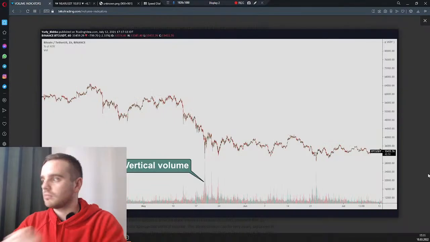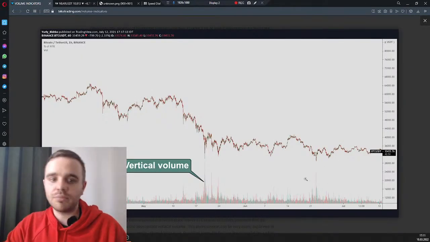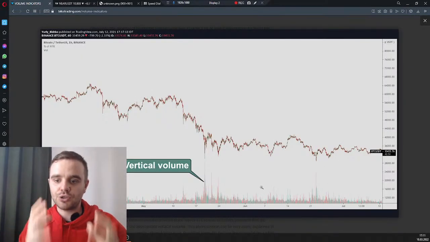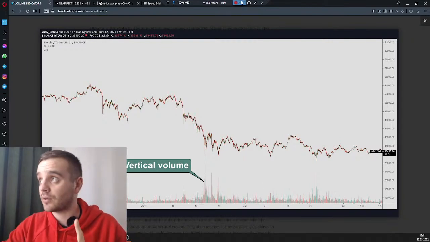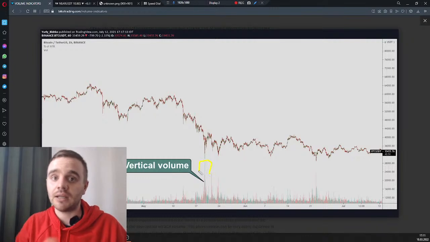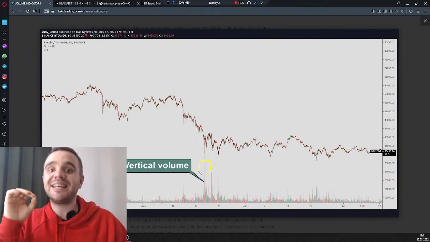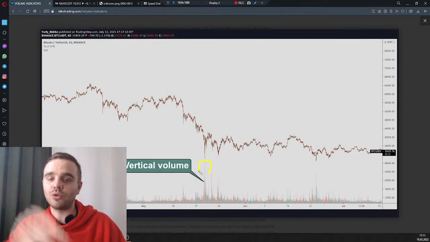That means this volume is so important for us because it shows us areas where people put a lot of money. And I'll show you in the next examples that Bitcoin many times bounced exactly after a huge volume increase.